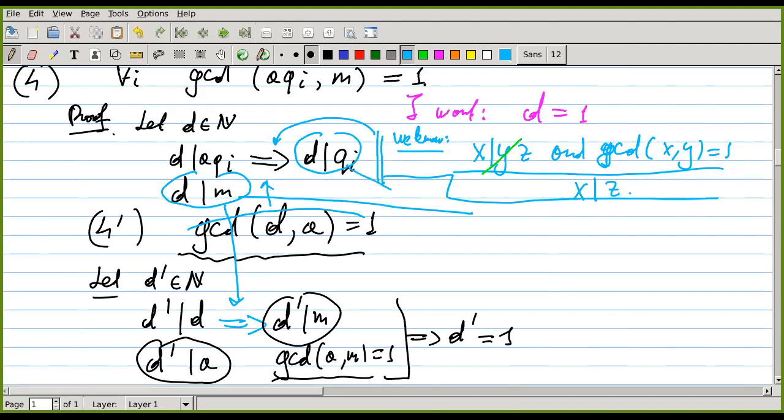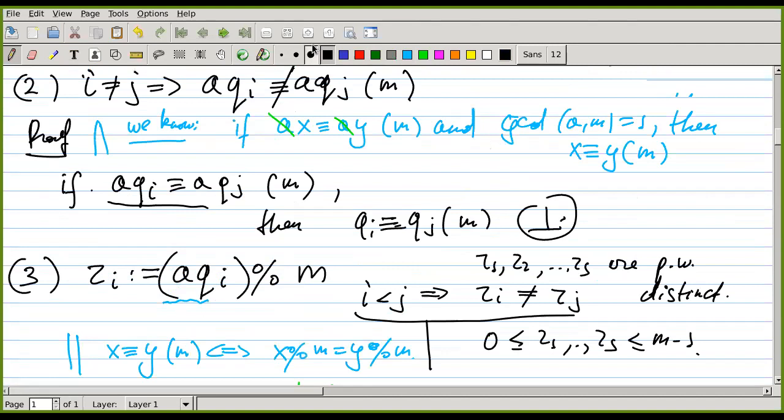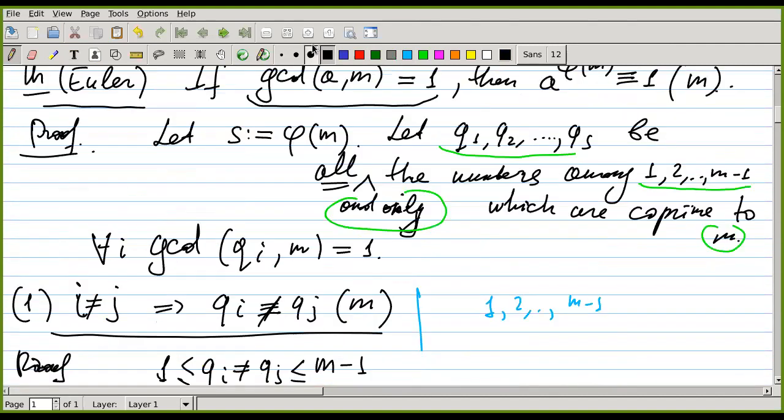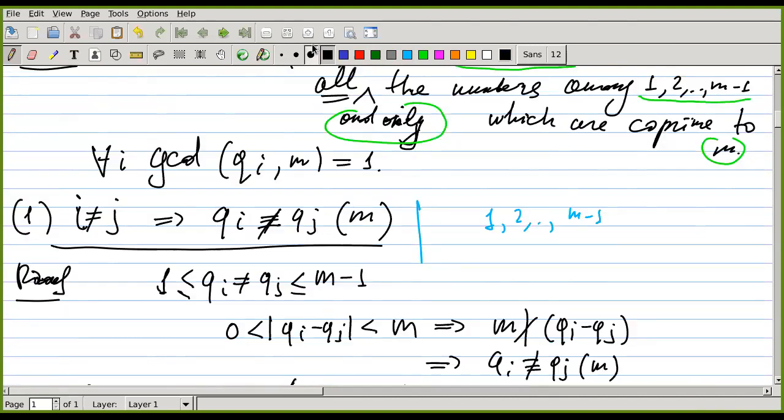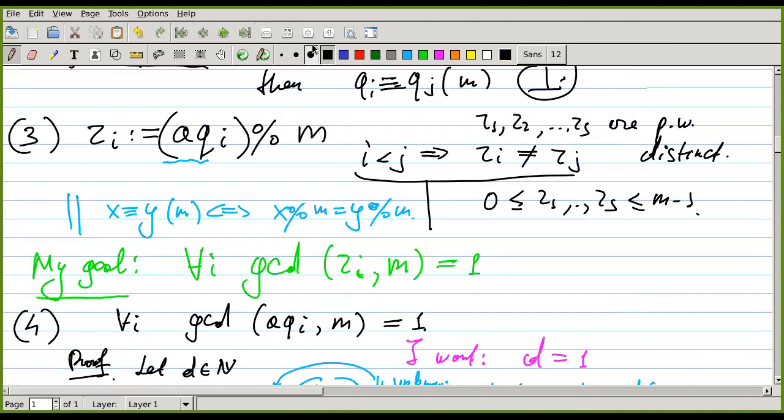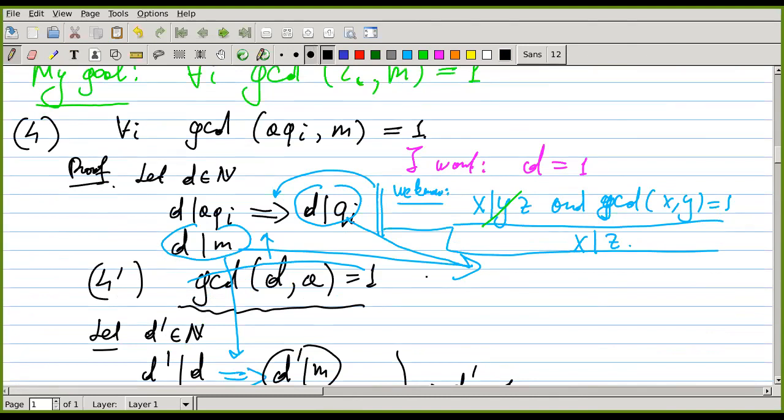But what do we know about these numbers QI? They are chosen to be co-prime with M. All these Q's are co-prime with M. As they are co-prime, we know that the greatest common divisor of QI and M is 1. But D divides both QI and M. So then D must be 1. Is it clear?